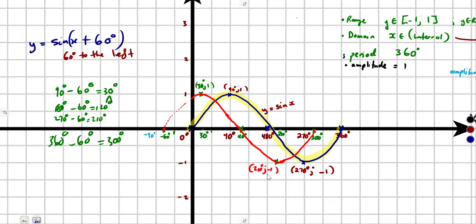210 versus minus 1. What was happening at 90 degrees? 90 degrees versus 1. It is now happening at what? 30 degrees. 90 minus 60. It is now happening at 30 degrees. So this will be 30 degrees versus 1. There's a shift of 60 degrees to the left. This is it.